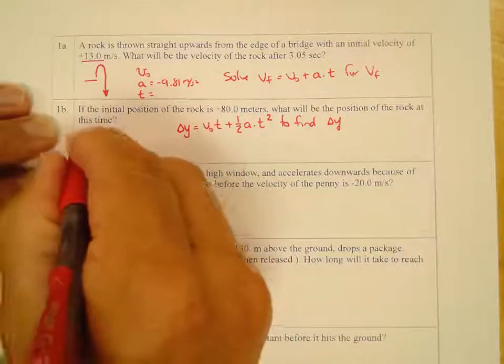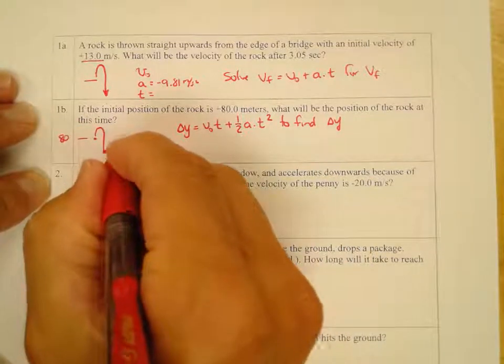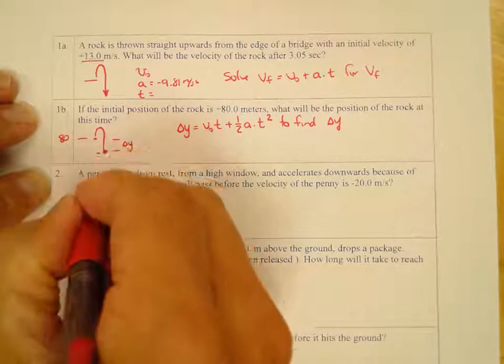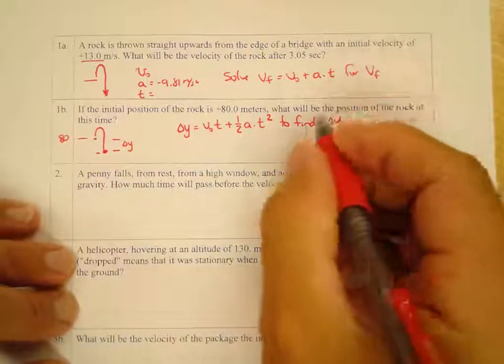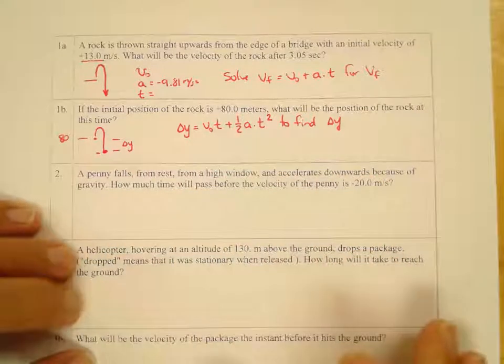And then remember, you started 80 meters in the air. So if delta y is negative 20 and you start 80 meters in the air, then the position will be 60 meters, the 80 meters plus delta y, which is negative. So you're going to solve this equation for delta y, and you have everything you need there to solve that one.